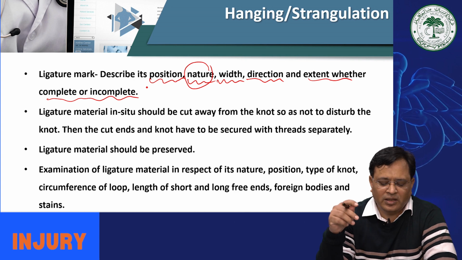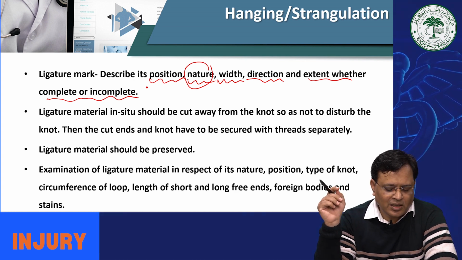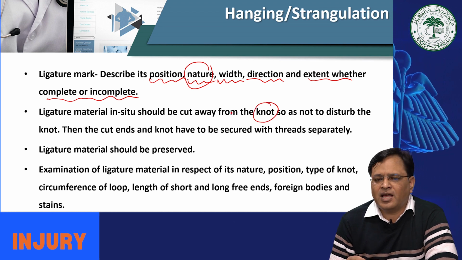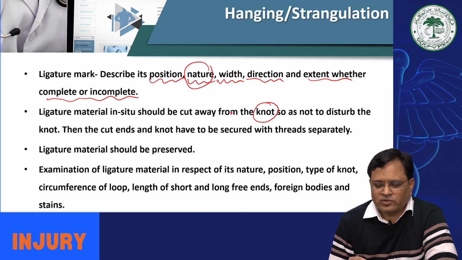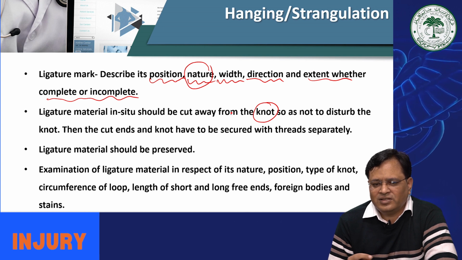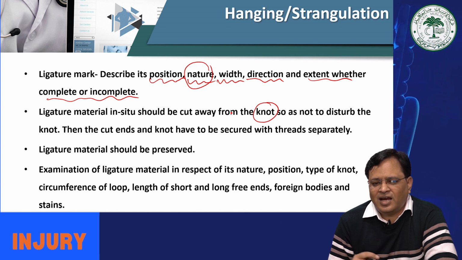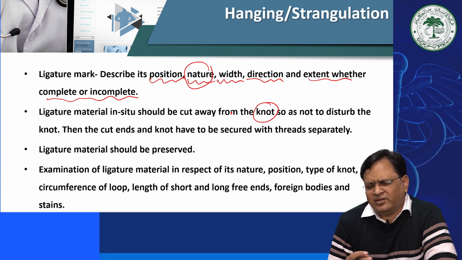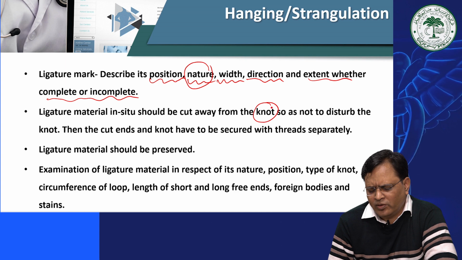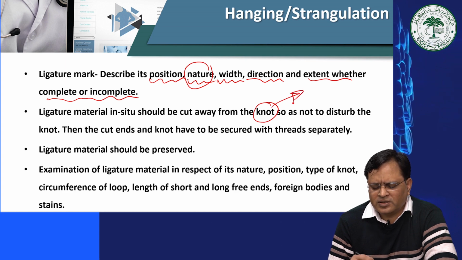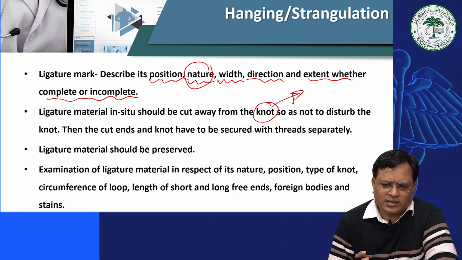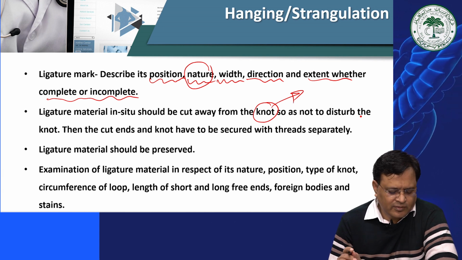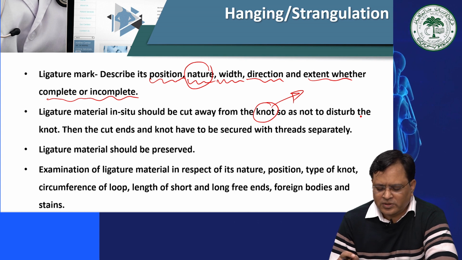I will show you in the next slide. Ligature material in situ should be cut away from the knot. The knot should be preserved, because sometimes, if we are a very good expert, we can say which type of knot it is. We can say that it is a right-handed knot, or a left-handed knot. Various things can be given only from the knot. So the knot should be preserved. Any cut in the ligature should be made away from the knot, and the knot should not be disturbed. Then the cut end should be secured with thread.